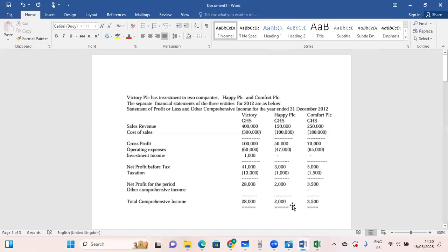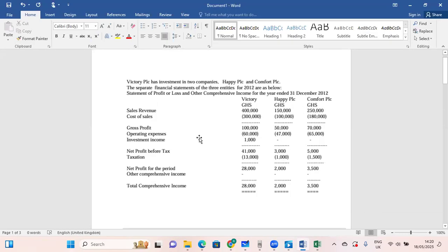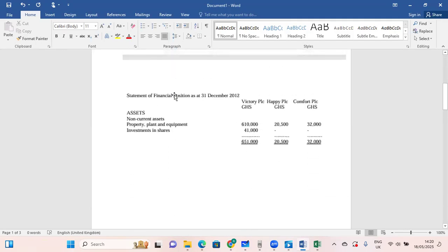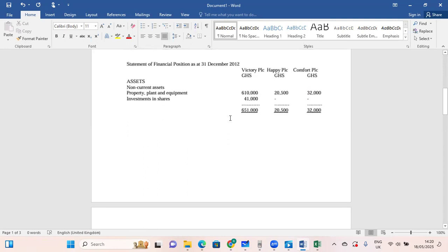So let me read the question. Victory PLC has invested in two companies, Happy PLC and Comfort PLC. The separate financial statements of the three entities for 2012 are as follows. Statement of profit or loss and other comprehensive income for the year ended 31st December 2012. This is it, the revenue and all of them. Now, this is the statement of financial position as well. This is what we have here.